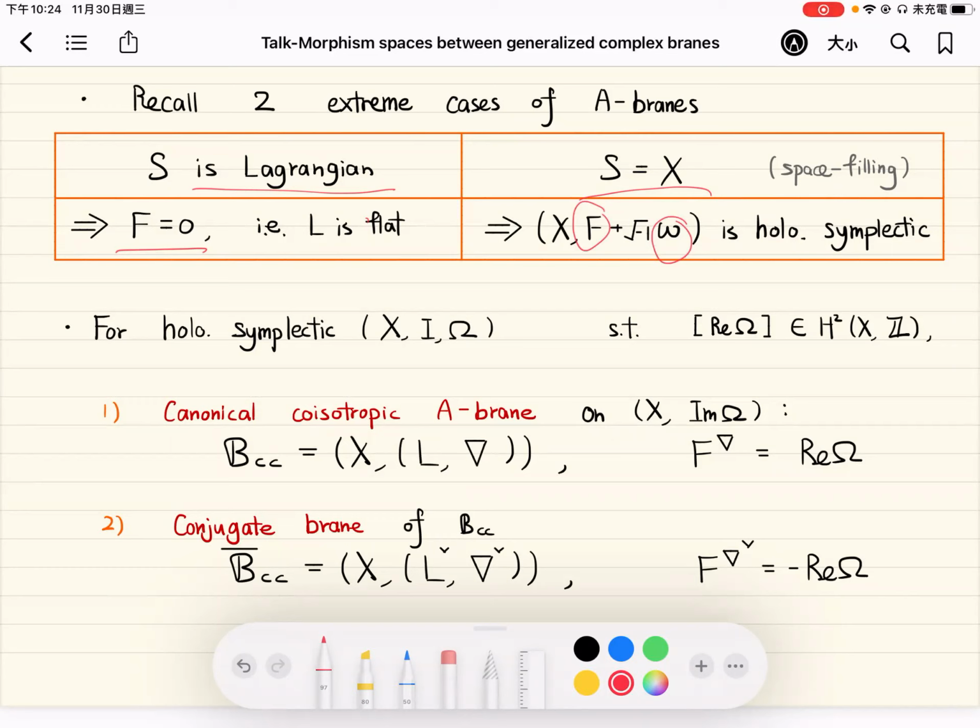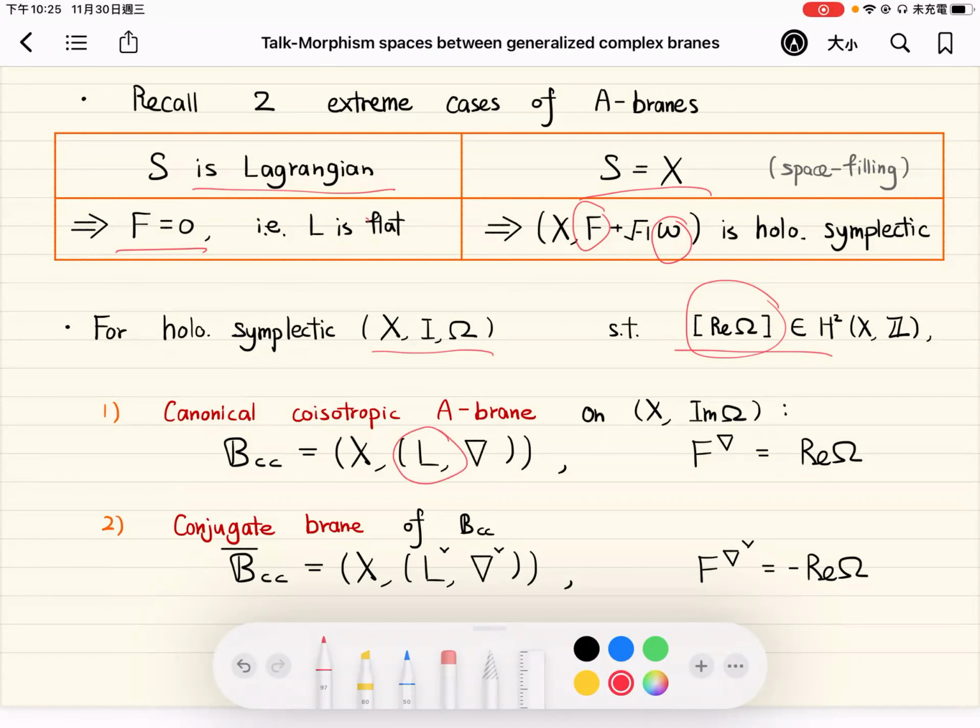And so now I'd like to fix some notations because they are important for the joint work with Professor Leung. Conversely, if we consider a holomorphic symplectic manifold X with Omega, we assume a condition that the class of the real part of the capital Omega is integral. Then of course we can find a Hermitian line bundle with first Chern class of this one. So I call that line bundle L.